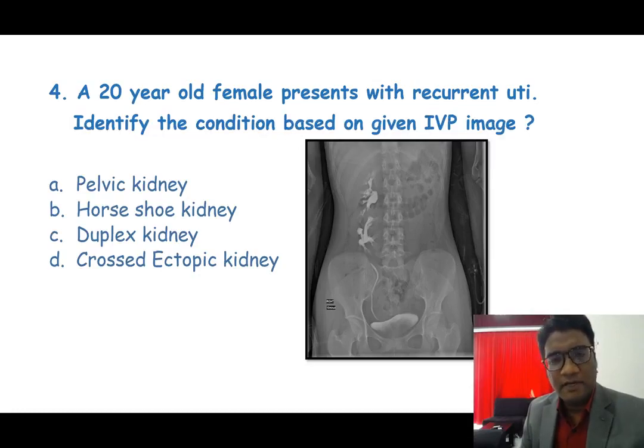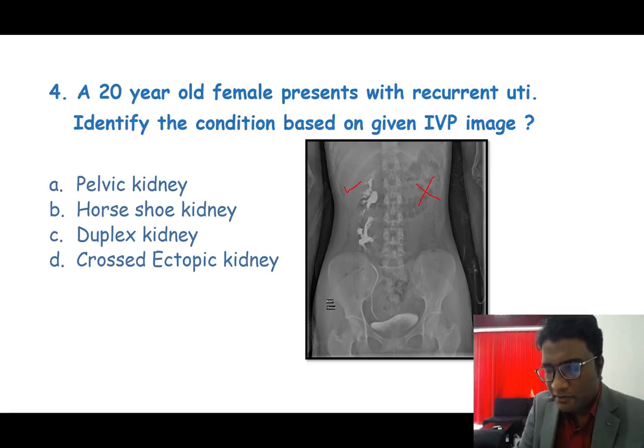So look at the intravenous pyelography image, and what do you think is the correct answer for this? Do you have any answers? What do you think this is? Is it a pelvic kidney, horseshoe kidney, duplex kidney, or a crossed ectopic kidney? If you look at the image carefully, you see that in the right renal fossa there is a kidney, but I am not seeing a kidney in the left renal fossa.